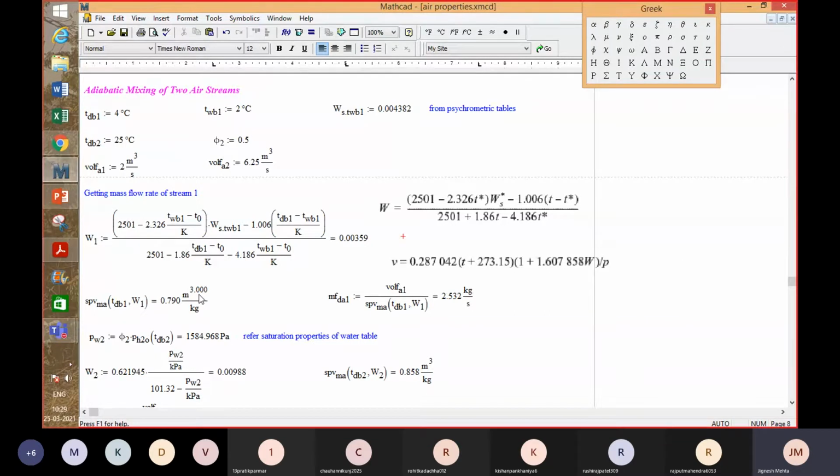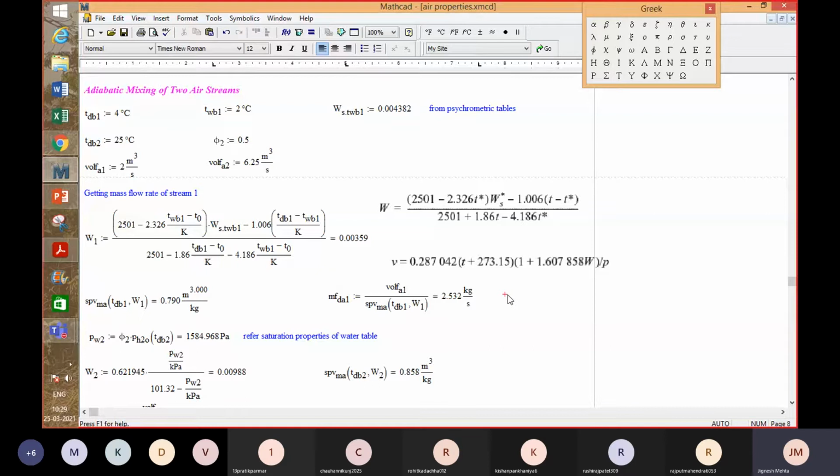Specific volume is meter cube per kg of dry air. So with the help of this formula, you get the specific volume, and you can get the mass flow rate of dry air in stream 1, which is volume flow rate divided by specific volume. So the mass flow rate of dry air in stream 1 is 2.532 kg per second.